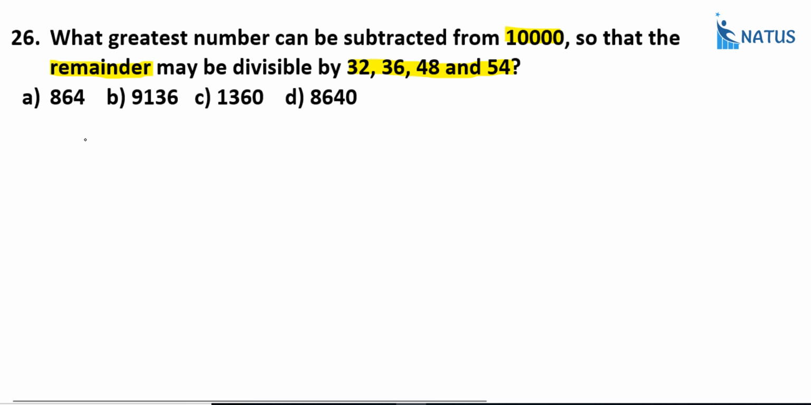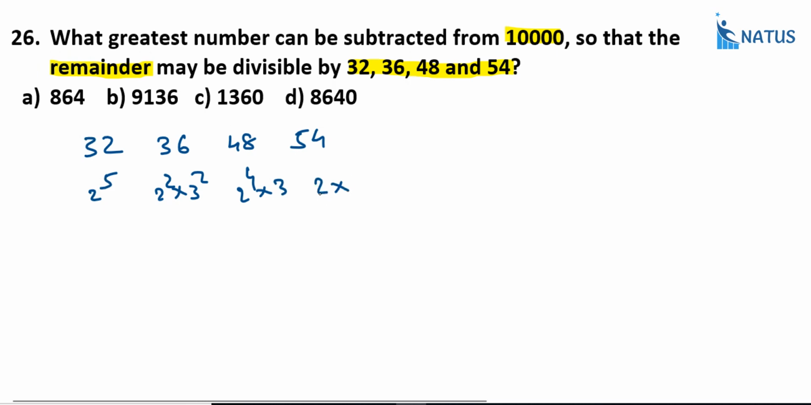So the given numbers are 32, 36, 48, and 54. 32 is 2 to the power of 5, and 36 is 2 square into 3 square. 48 is 2 power 4 into 3, and 54 is 2 into 27, so 2 into 3 cube, right? So what is the LCM? That is equal to 2 to the power of 5 into 3 cube, so that is equal to 32 into 27.